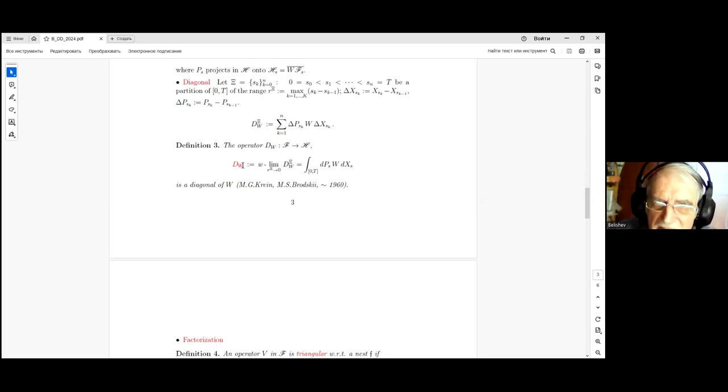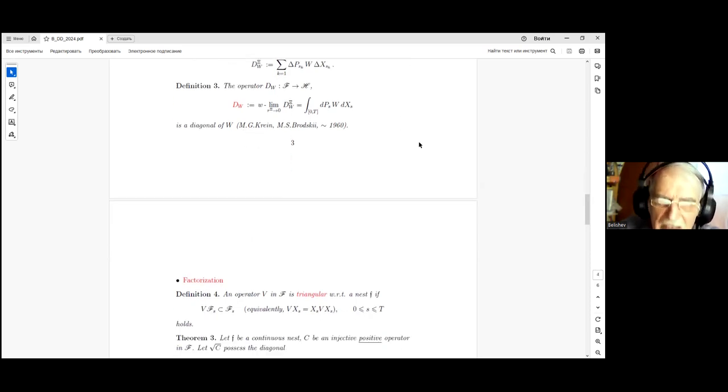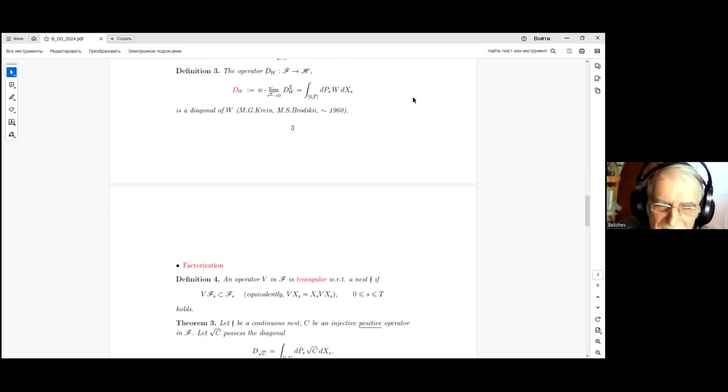It's a straightforward continuous analog of the matrix construction, the finite dimensional construction, and it is a construction of the known kind of operator integrals, which was introduced by Krein and Brodsky. But our construction, which is presented here, is slightly different, but the difference is rich in content. I will say more about it later on.